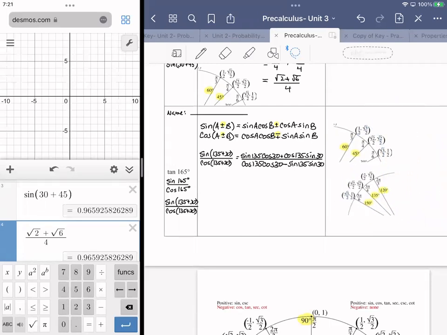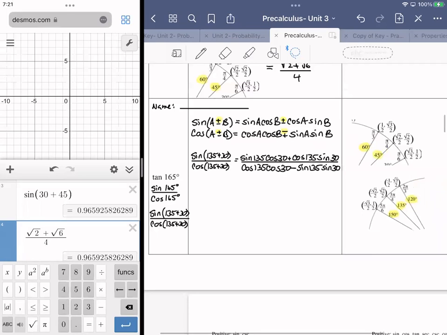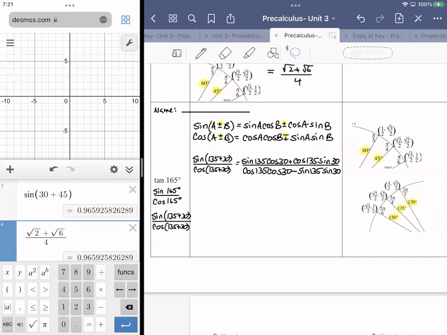I'm just going to put these here for reference, but it should be pretty easy now because all you're doing is pulling values off of the unit circle. All right. So the 30-degree reference angle and the 135-degree reference angle, those are the only ones we care about. All right, so this is my 30.